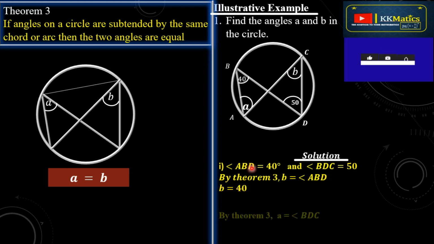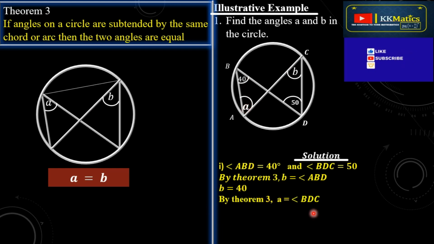Now the next thing here is that by theorem 3, we know that A equals angle BDC. It lies on the middle letter, which is still D. So that means that A equals 50, and we are done with this question. We move on to the next one.